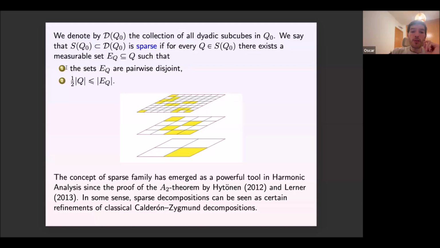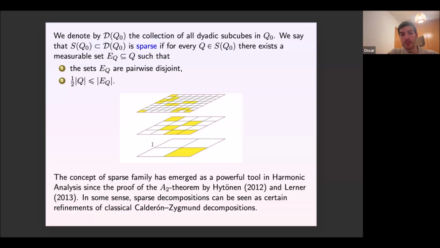Okay? And the first condition tells us that, all right, maybe the cubes Q are not pairwise disjoint, but the related sets are pairwise disjoint. So in other words, sparse families of cubes are not necessarily packings, but the possible overlappings between the elements in the family can be controlled in a sharp fashion. And maybe this definition can be better understood by picture.